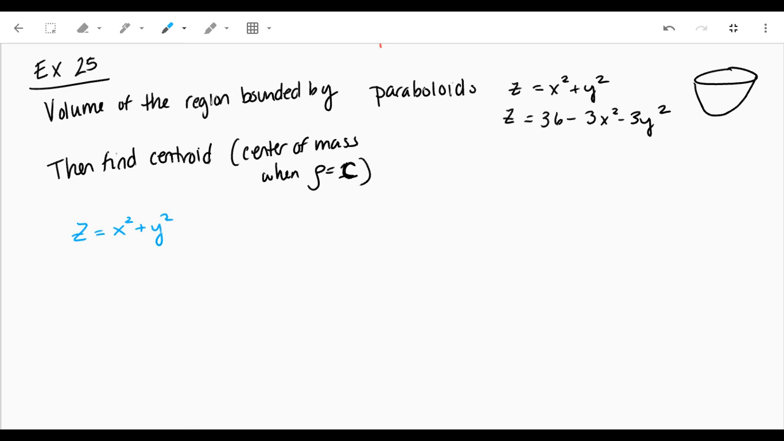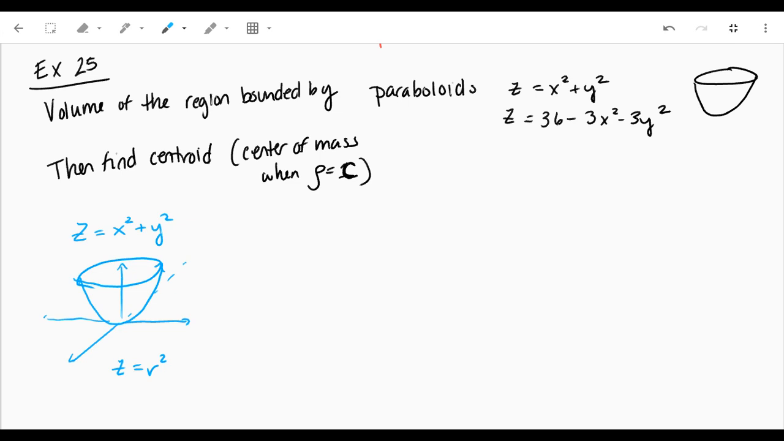So if x were 0 on the yz plane, we just have z equals y squared, which in your zy plane would look like this. Then we have something similar going on in the xz plane, so this paraboloid looks like that. And you can see in polar that would just be z equals r squared.